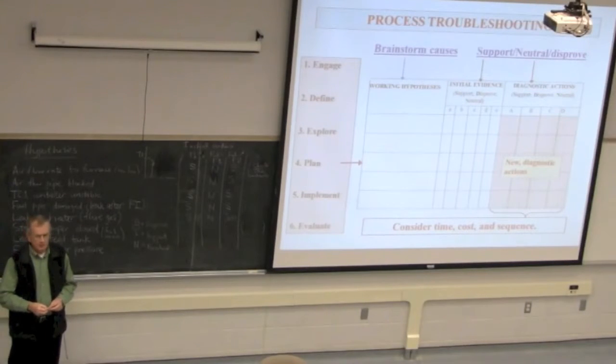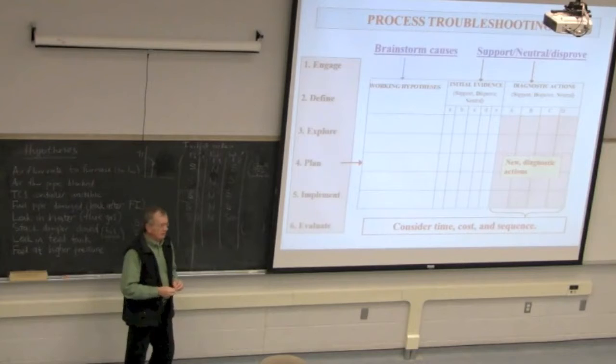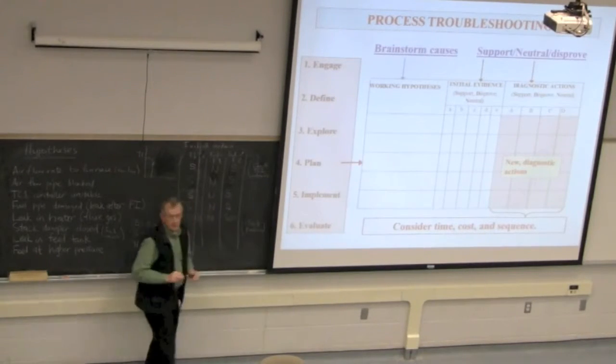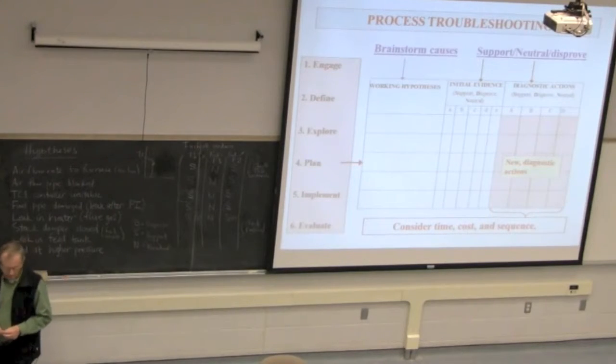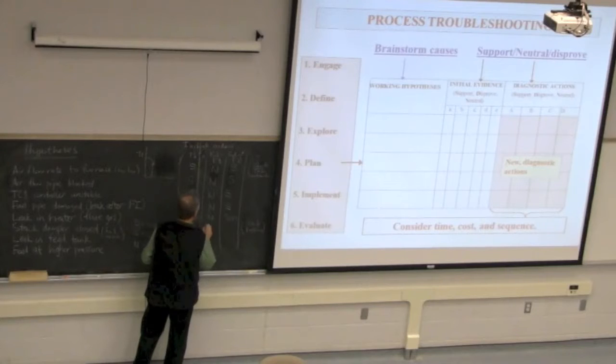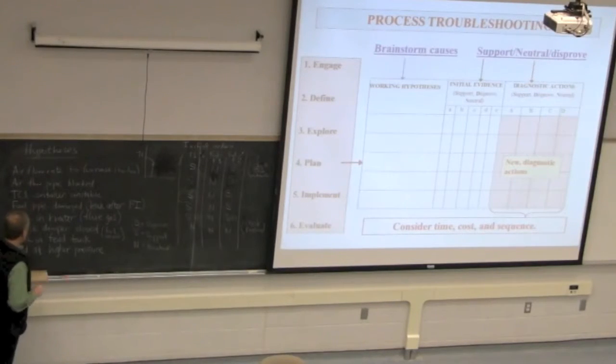Check the pressure. I think we have a pressure sensor there somewhere. Do we have a pressure sensor on this? So we're going to check the pressure in the firebox. Okay, so we'll leave this as neutral. A leak in the feed tank.